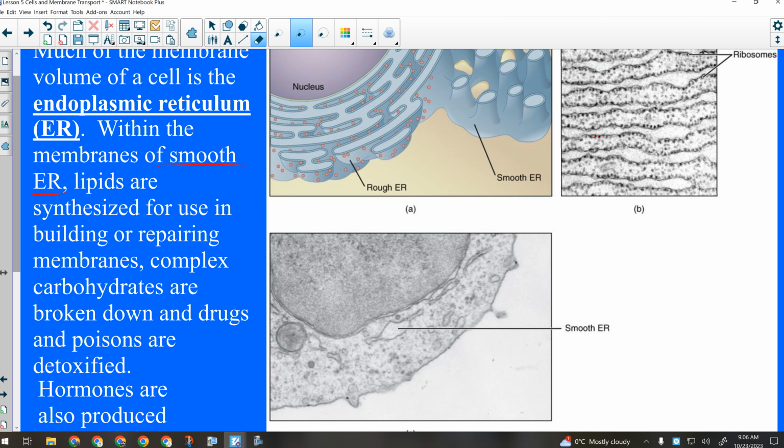Okay, so drugs and poisons get detoxified within the smooth ER. This is important because the smooth ER has its own membrane, which it can rapidly repair because it makes the stuff that repairs membranes. Okay, and that isolates the toxins. If the toxins are kept in the smooth ER and they're detoxified in there, then their toxic effects are limited to just the smooth ER, which can rapidly repair itself. Okay, so they're generally detoxified there.